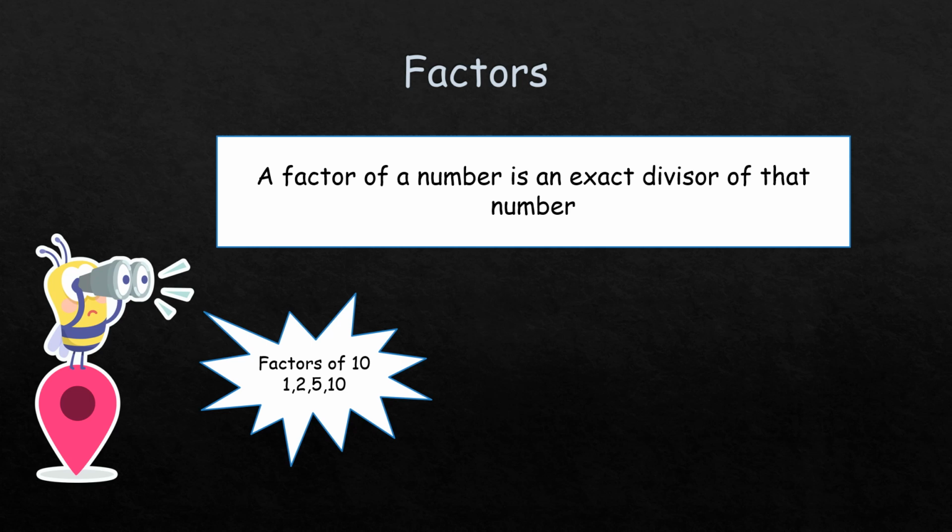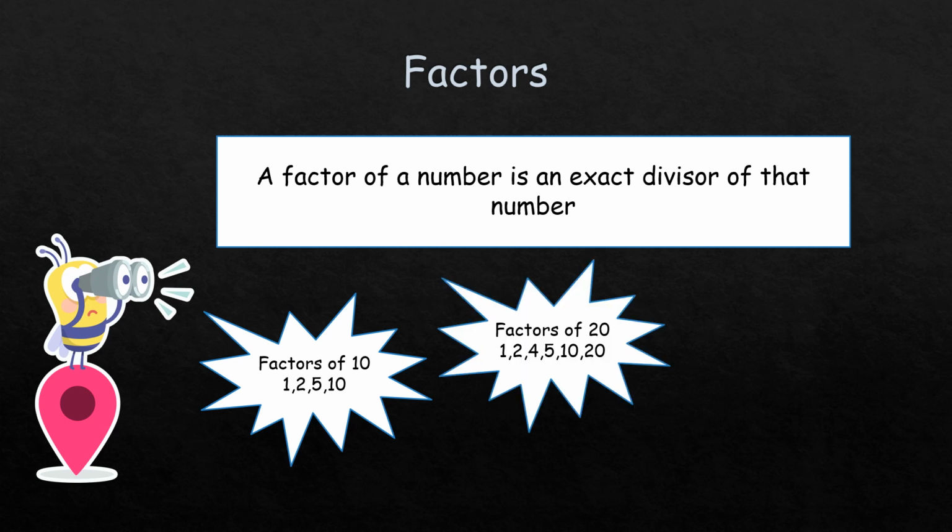See, factors of 10. What are the factors of 10? 1, 2, 5 and 10. Means what? When you divide 10 by 1, 2, 5 and 10, you always get a remainder 0. So that is what it means when a number is an exact divisor. A factor is an exact divisor of that number. You don't get any remainder when you divide 10 by 1, 2, 5 and 10. So 1, 2, 5 and 10 are all factors of 10.